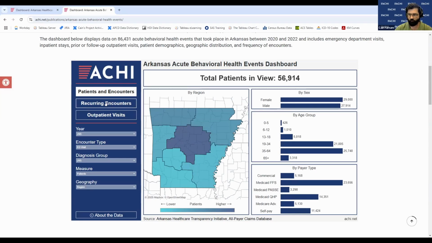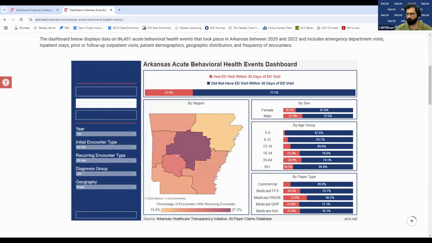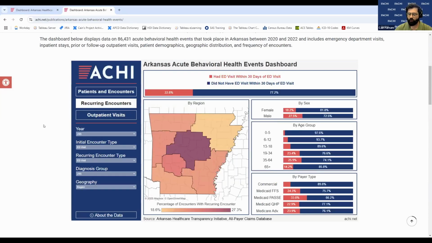The first of which is called recurring encounters. To give an idea of what the storyline is for a given individual, if an individual is seen in the emergency department for a behavioral health event, we want to know whether that individual was back in the ED within 30 days or if they were not back into the ED within 30 days.